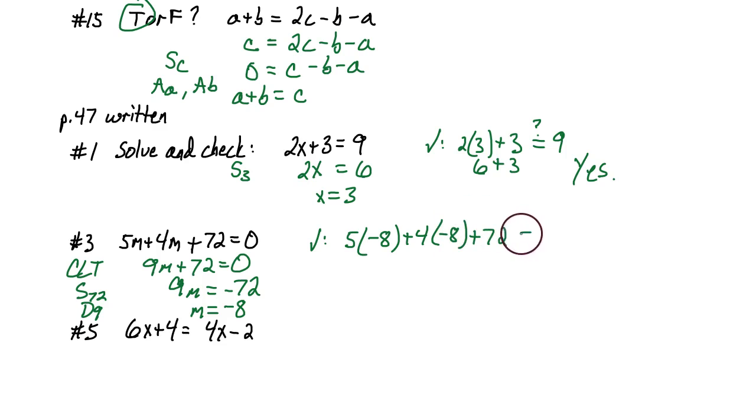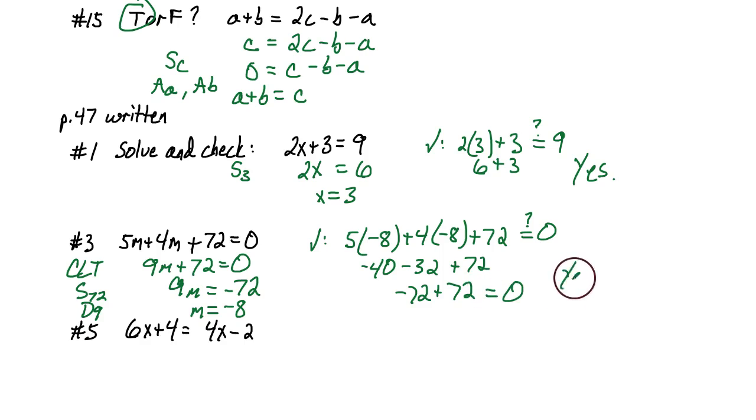We're wondering, does that equal 0? 5 times negative 8 is negative 40. 4 times negative 8 is negative 32. Negative 40 subtract 32 is negative 72. And negative 72 add 72 does make 0. This checks.